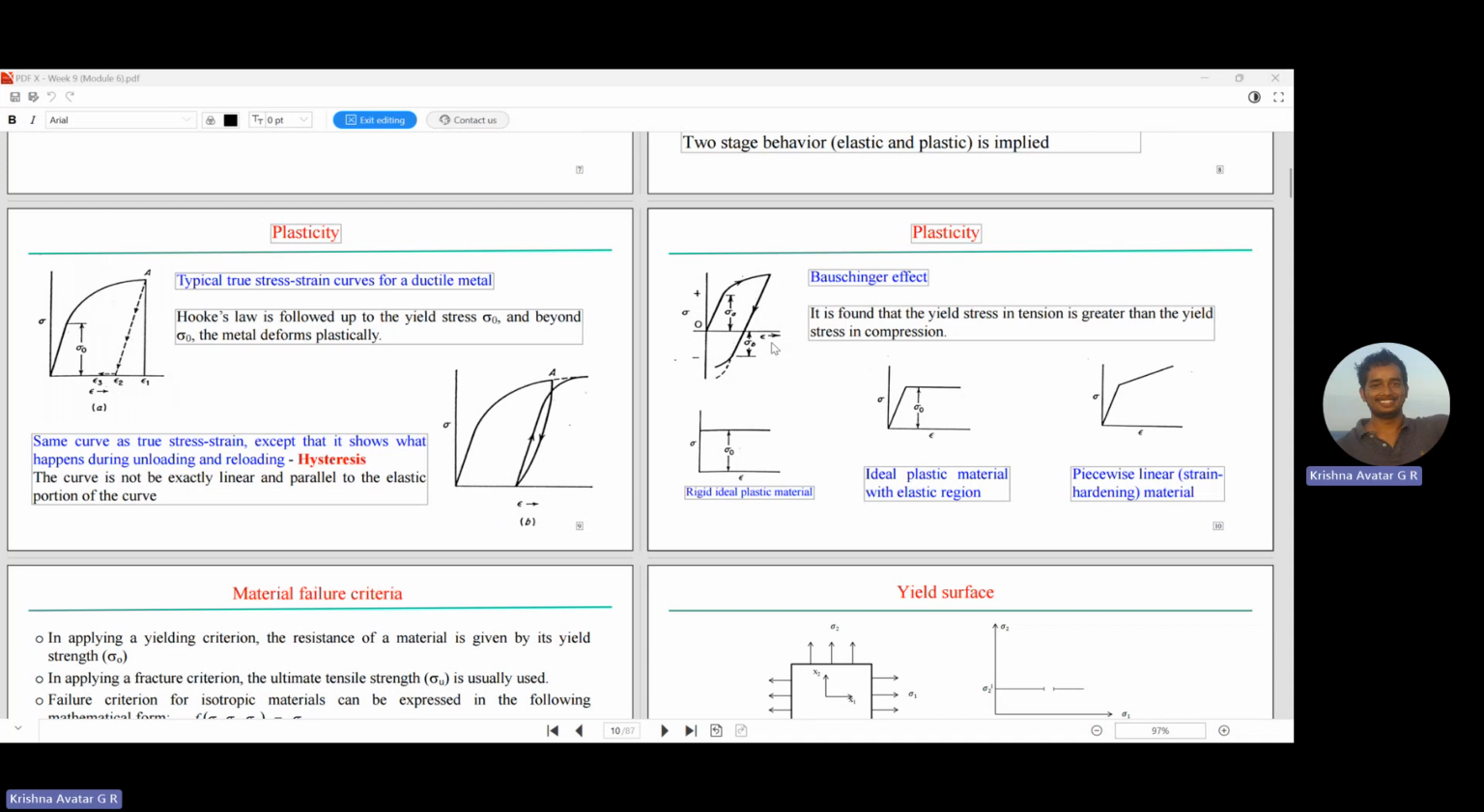This has essentially to do with how the grains within the material try to align. In tension loading, the grains try to align along that direction, but in compression it does not happen so. Because of which the yield stress in compression tends to be less than that in tension. Just as a very naive experiment, if you pick up some material, right?